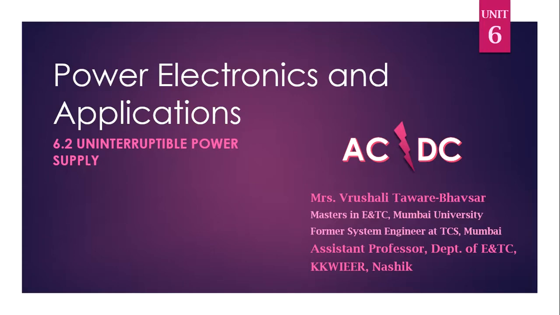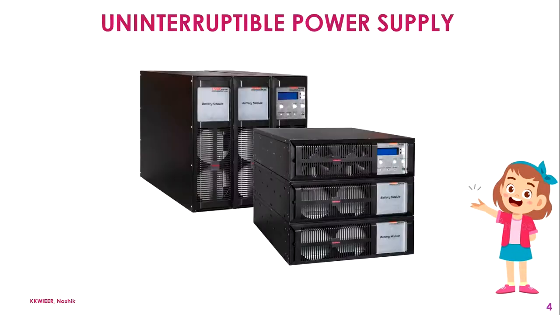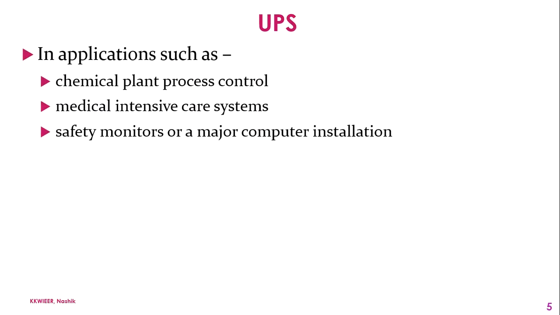In our last video, we studied the HVDC, that is, the high voltage DC transmission line. In this video, we are going to learn about the UPS, that is, uninterruptible power supply, online as well as offline mode. So you might have seen these UPS. Its applications are chemical plant process control, medical intensive care systems, safety monitors, or major computer installations.